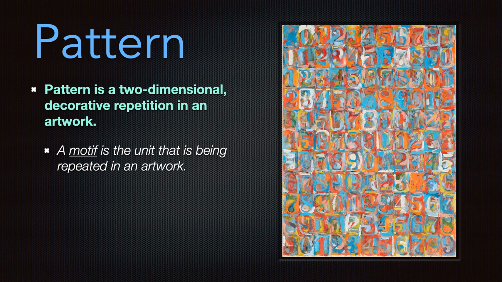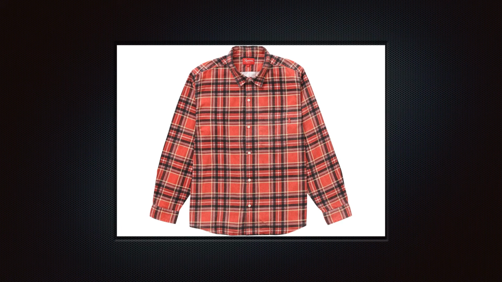Pattern. Pattern is a two-dimensional decorative repetition in an artwork. A motif is the unit or design that is being repeated in an artwork. The painting on the right features the numbers 0 through 9 being repeated in the rows and in the columns. Many of you have pattern on your clothes. Take, for example, this plaid shirt. Notice the pattern is repeated on the front, the sleeves, the neck, and the back.